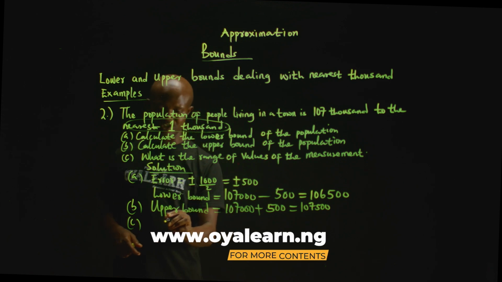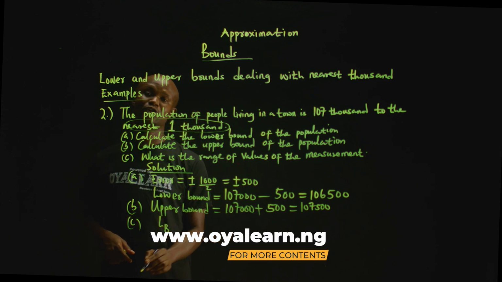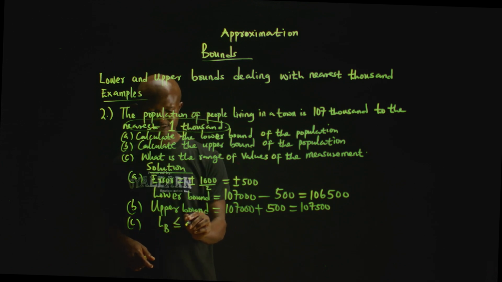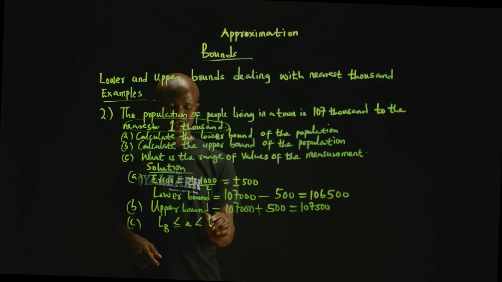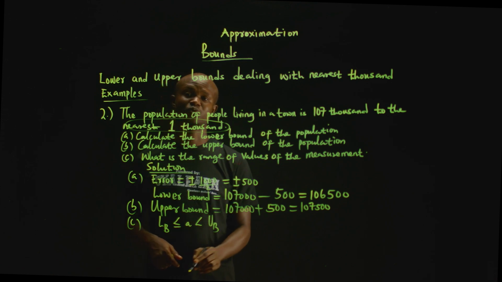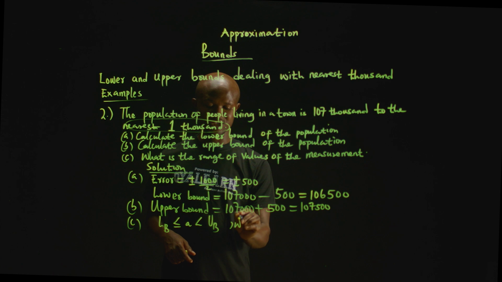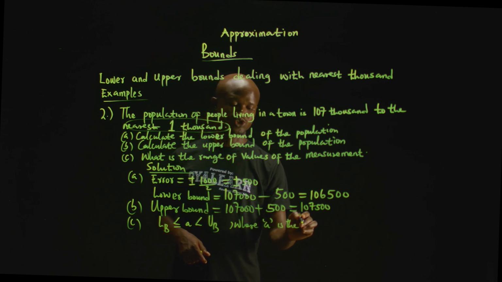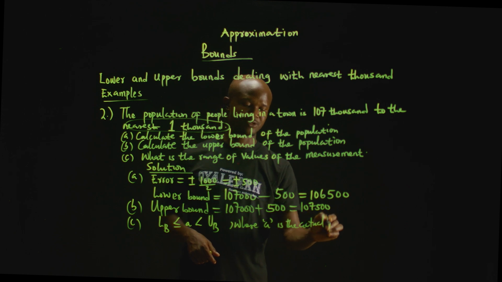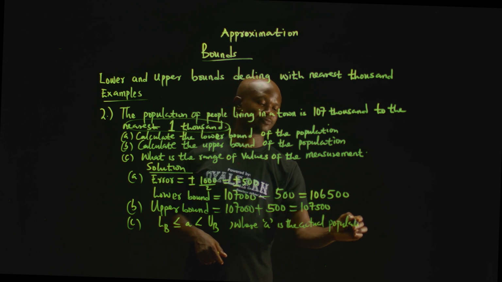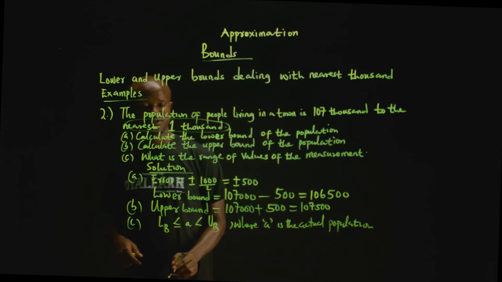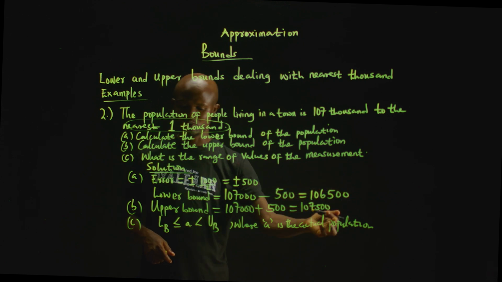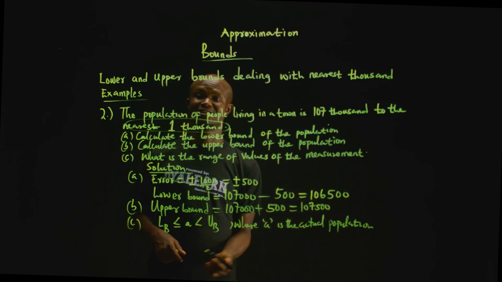And we know that range of values of this form, L_B, the lower band, less than or equal to, we can write A, then strictly less than U_B, which is the upper band. Where A is the actual population now. So the range of values now. What is L_B, the lower band?